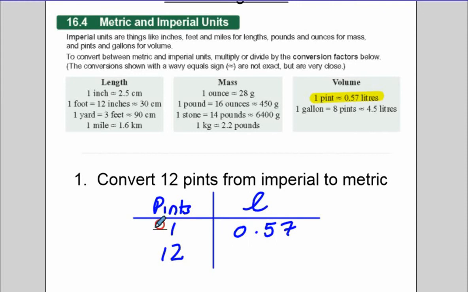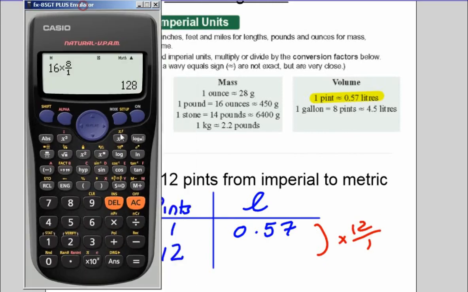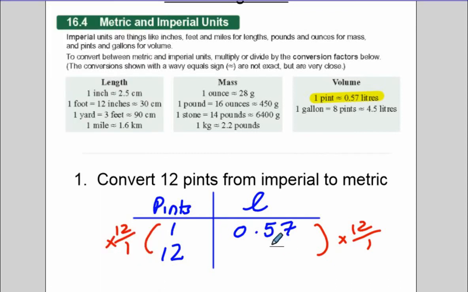So here's what we do. What's the new number of pints? It's 12 over the old one of 1. And I'm going to do exactly the same to the other side. So here we go. I do my calculation. 0.57 times 12 over 1. Convert it to a decimal, 6.84. 12 pints is approximately 6.84 litres. Go through that once more.